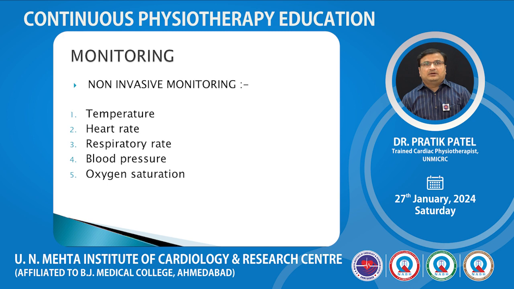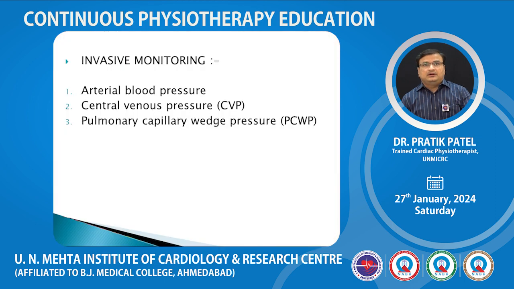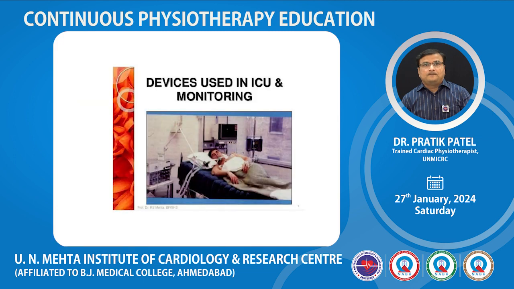Now we will see the monitoring. In monitoring, we have two types: non-invasive monitoring and invasive monitoring. In non-invasive monitoring, we have temperature, heart rate, respiratory rate, blood pressure, and oxygen saturation. This is a picture of an ICU chart in which we can see vital parameters, ventilator parameters, blood gases, hemodynamics, urine output, chest drainage, and infusions. In invasive monitoring, we have arterial blood pressure, central venous pressure, pulmonary capillary wedge pressure. This is a picture of devices used in ICU and monitoring.